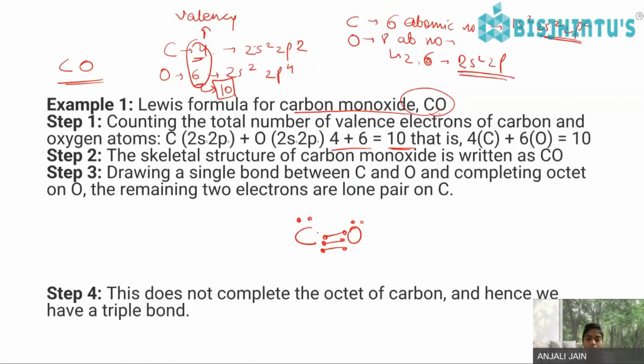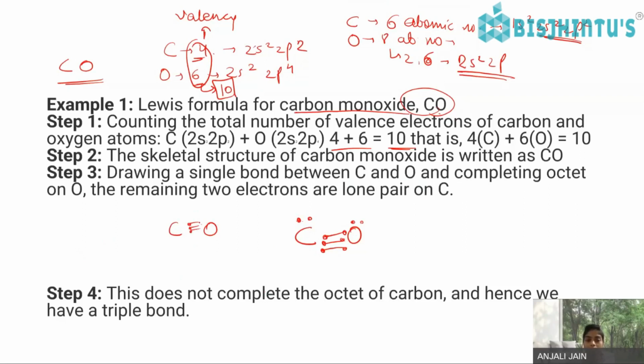So carbon monoxide has a structure like this: C triple bond O. If I know that carbon makes a bond of 1, 2, and 3, a single bond between carbon and oxygen, completing the octet on oxygen, leaves the remaining two electrons as a lone pair on carbon. This does not complete the octet of carbon, and hence we have a triple bond here.